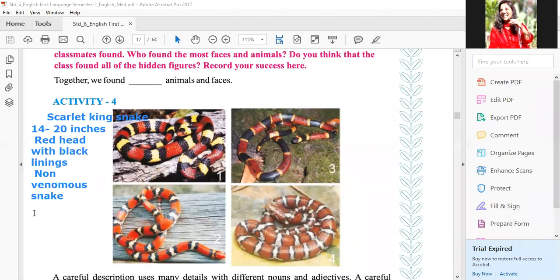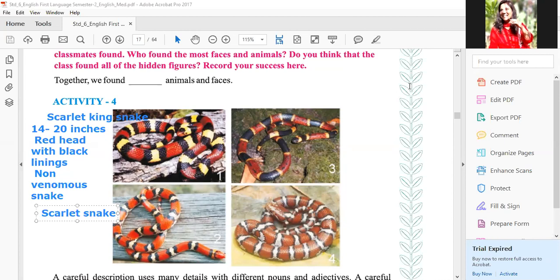What is the name of this snake? The name of this snake is scarlet snake. Okay. Now, in the same way as I've described this picture, you are going to write what you see. किस तरह की body है? What color? Red, black, and yellow. Then, again, this snake is not poisonous.